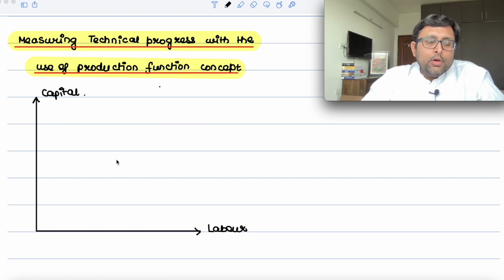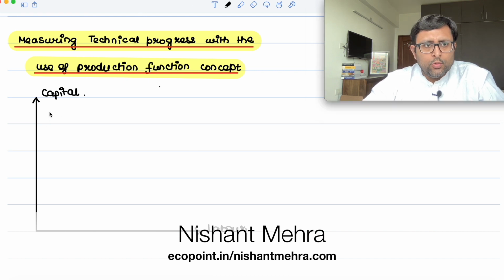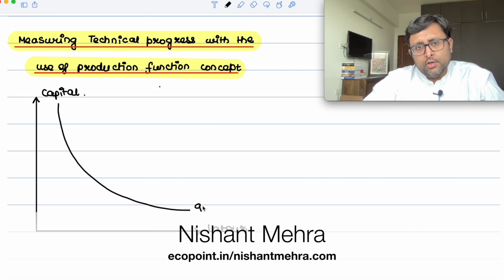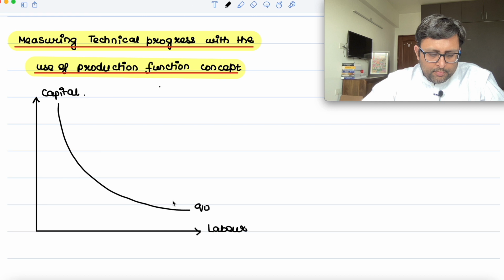Let us talk about how to measure technical progress with the use of production function. So let me just start drawing an isoquant here. This is an isoquant which is producing Q naught amount of output. And so there are different combinations of K and L which are used to produce Q naught amount of output.